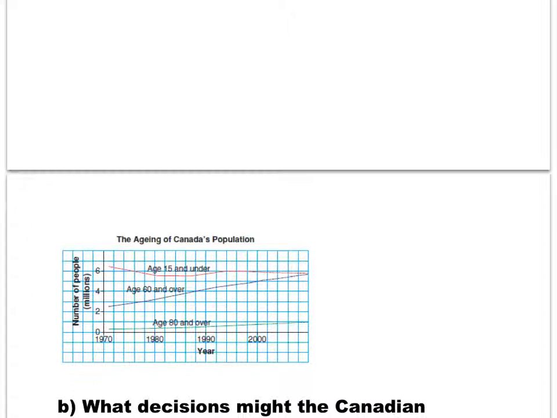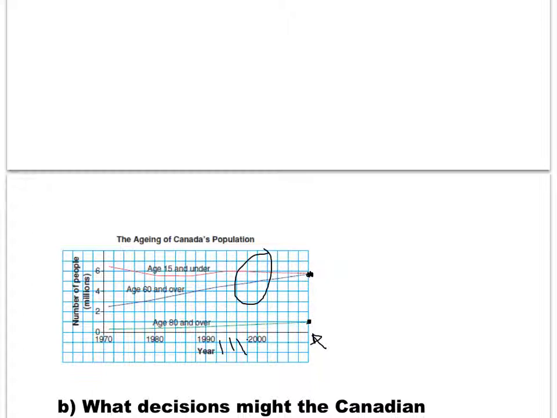Now, just remember that every box here is 2 years. So 1990, 92, 94, 96, 98, 2000, 2002, 4, 6, 8, 10. So 2010 is going to be right here. If we look at the trend, we will see that this point and this point are the ones that we are looking for. So we can say at age 60 and over, the number of population is about 1 million. And at 2010, the number of people age 15 and under is around 6 million, 5.8 something.